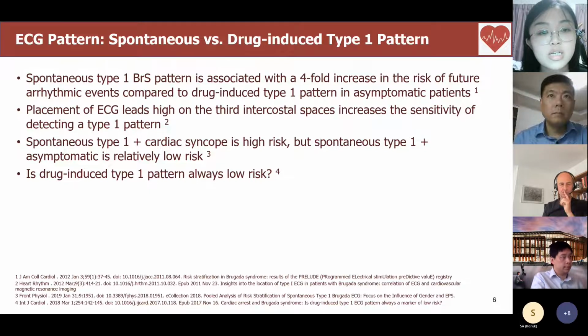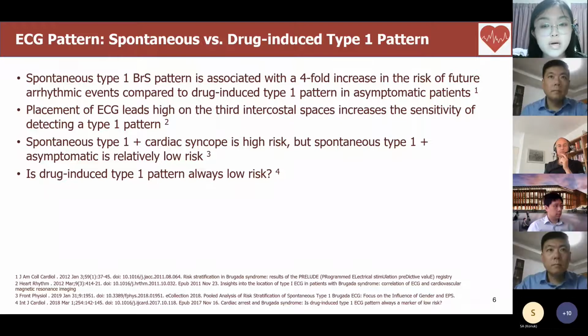The placement of ECG leads high on the third intercostal spaces increases the sensitivity of detecting a type 1 ECG pattern. Spontaneous type 1 Brugada pattern in combination with cardiac syncope is considered to be high risk, but the counterpart of those who presented with spontaneous type 1 Brugada pattern but remain asymptomatic is considered to be low risk.